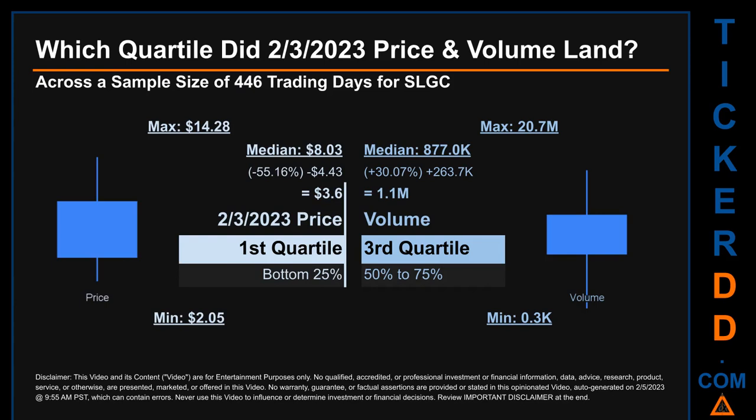The day's volume landed within the 3rd quartile, that is within the 50% to 75% range of all sampled daily volume, which saw a max daily volume of 20.7 million and a minimum of 0.3 thousand. Quartiles tell us about the spread of a data set by breaking that data set into quarters, just like how the median breaks the set into half. Descriptively, SLGC has a median price of $8.03. Therefore, the 3rd of February 2023 price was lower from that middle marker by 55.16%. The day's volume of 1.1 million was more than the median by 30.07%.